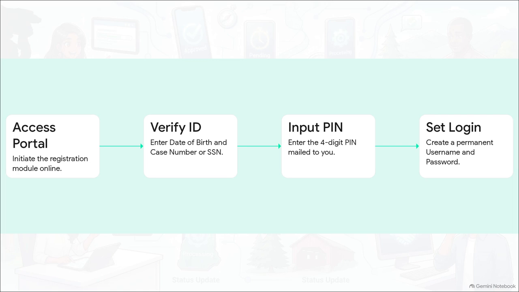Third, you'll need to enter a specialized 4-digit PIN that the state mailed to your physical address. It's basically a dual-factor security measure. And finally, you'll set up your permanent username, password, and those security questions.